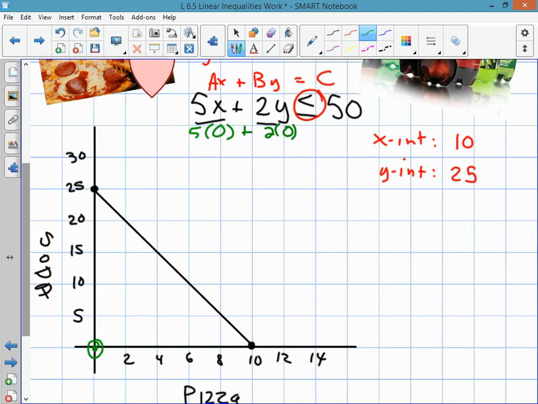5 times 0 is 0, 2 times 0 is 0, 0 plus 0 is 0. Is that less than or equal to 50? And the answer is yes. So the side of the line that I want to shade is on the same side as 0, 0. That's all this stuff down here.